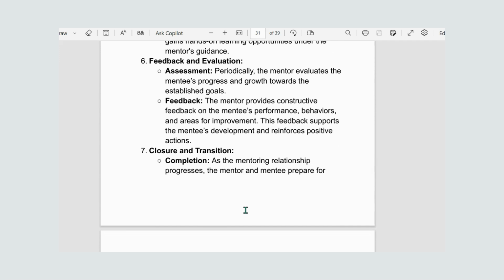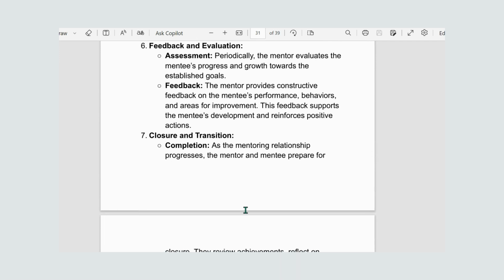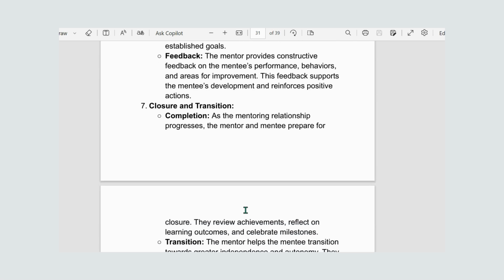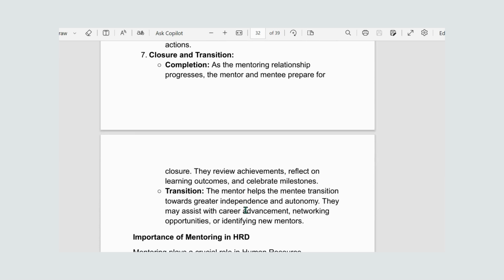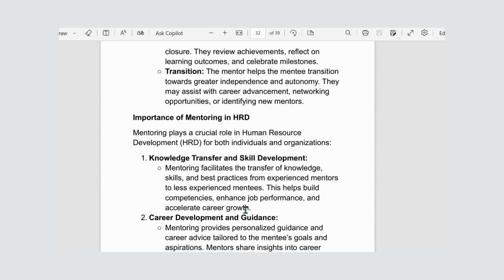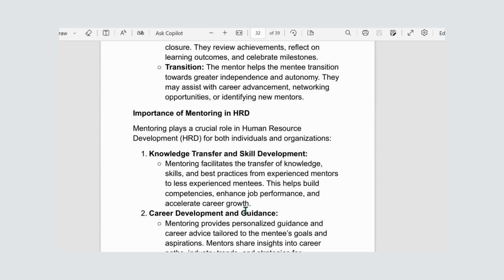Closure and transition also come in the process of mentoring. As the mentoring relationship progresses, the mentor and mentee prepare for closure. So that's the last process in mentoring. Now let's see the importance of mentoring in HRD. So mentoring plays a crucial role in HRD.